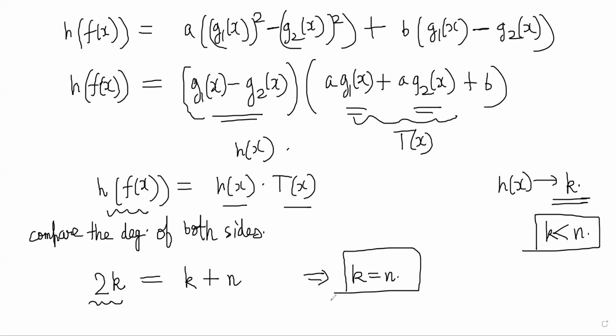We are getting k is equal to n from here, and we had already decided that k was less than n. So since it is a contradiction, we can now say that there cannot be two different polynomials g1(x) and g2(x) which satisfy the conditions of the problem.